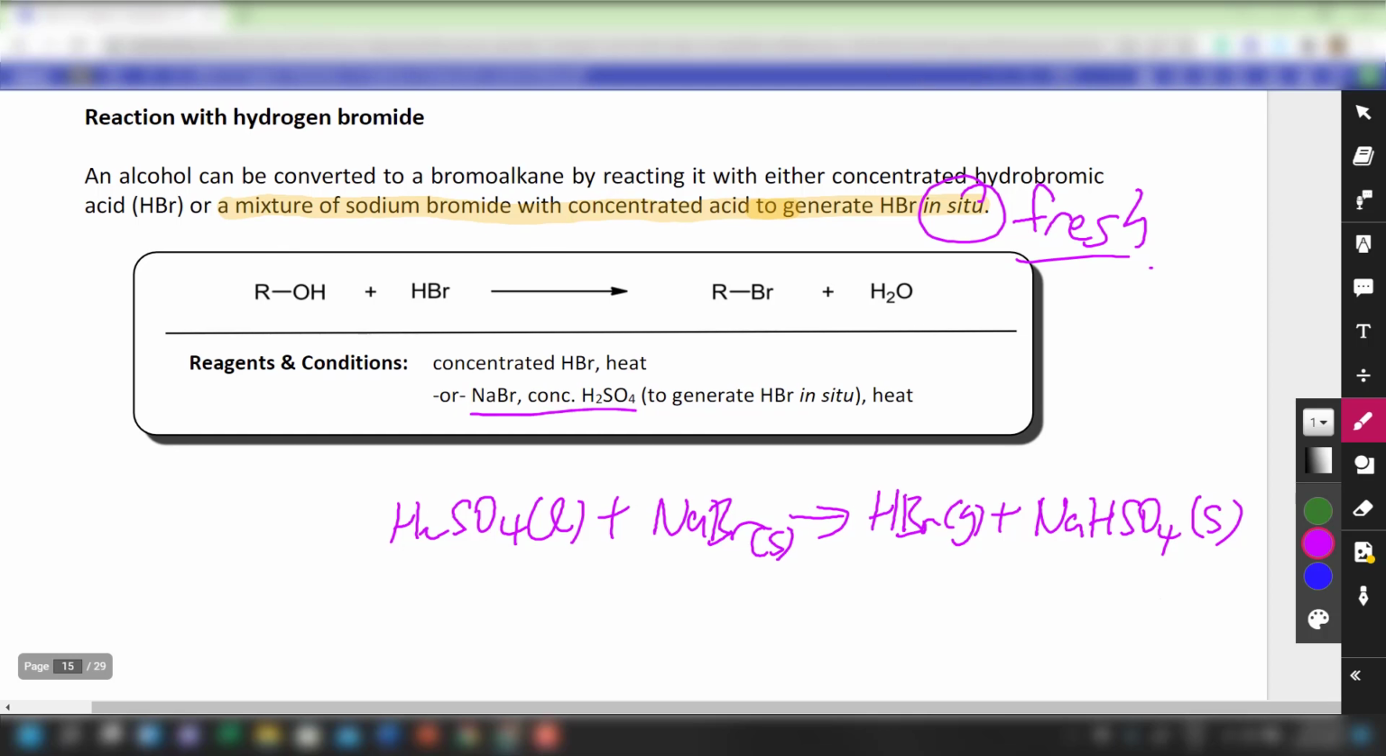Remember, you either use sodium bromide in concentrated sulfuric acid so as to generate HBr gas in situ, or you will use concentrated hydrobromic acid.